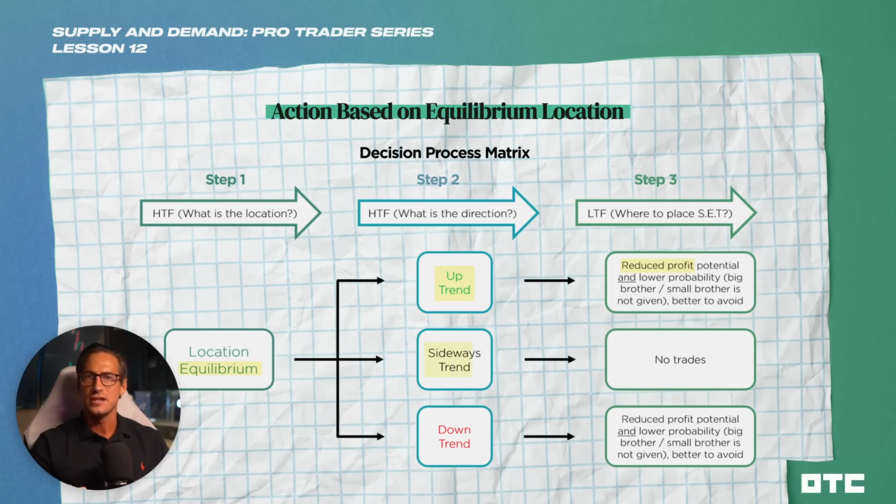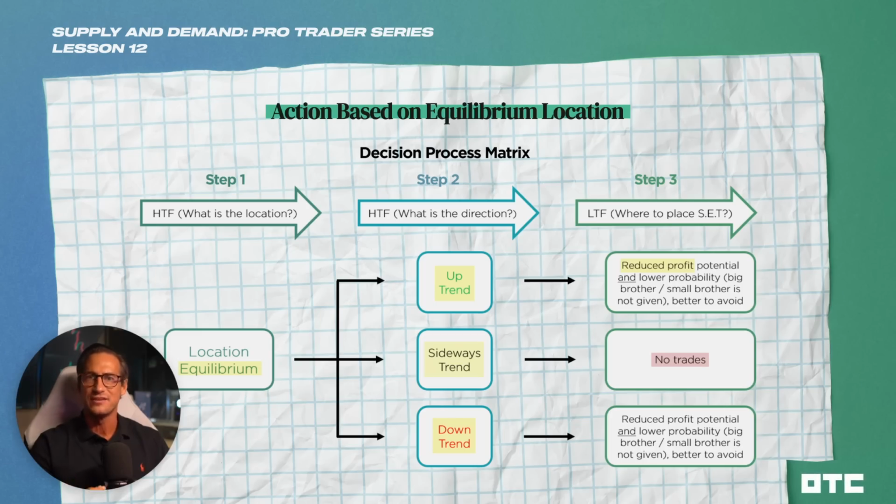Sideways trend on HTF. If the HTF is moving sideways and our LTF zone is positioned in equilibrium, this setup doesn't offer a viable trade scenario. The sideways trend combined with the equilibrium location results in insufficient profit margin and probability, making trading in this context inadvisable.